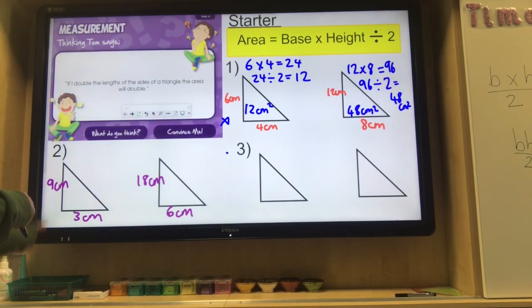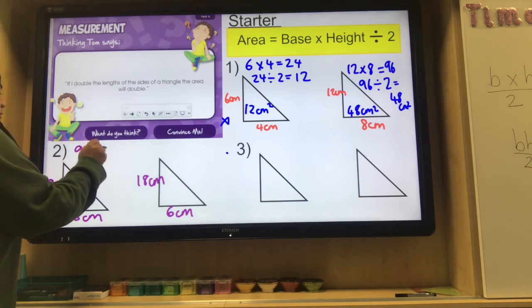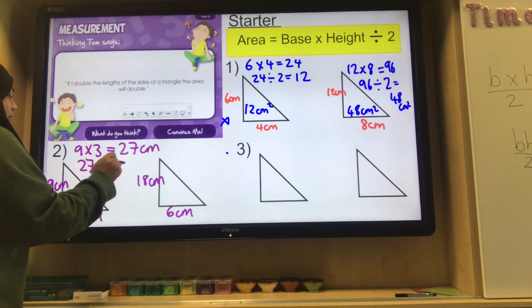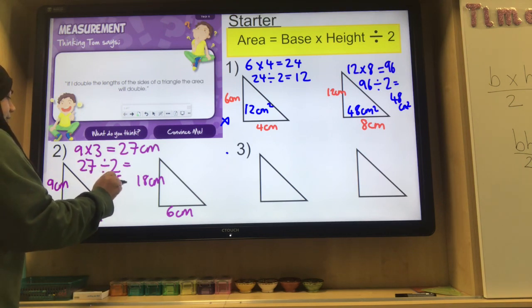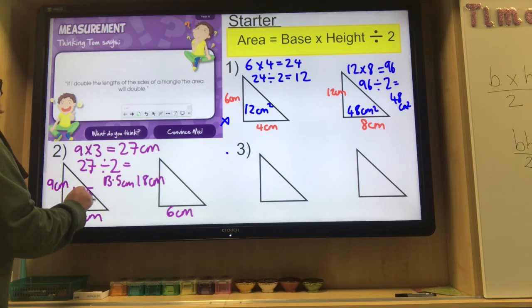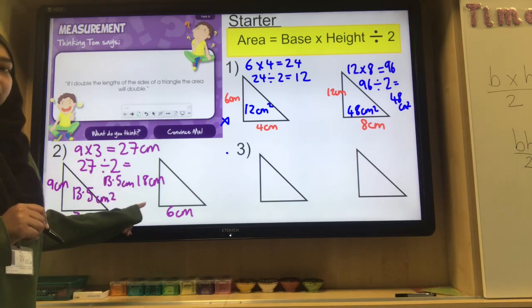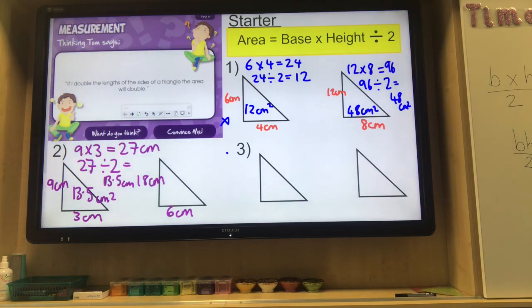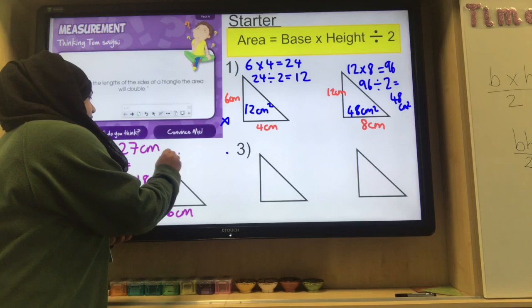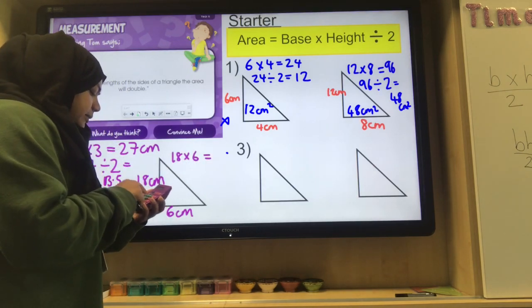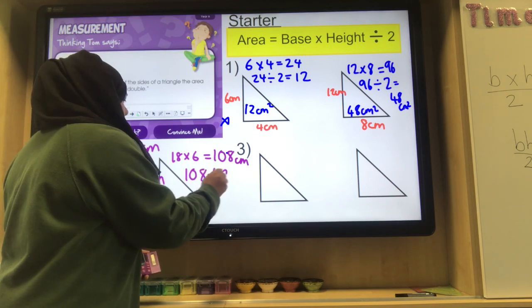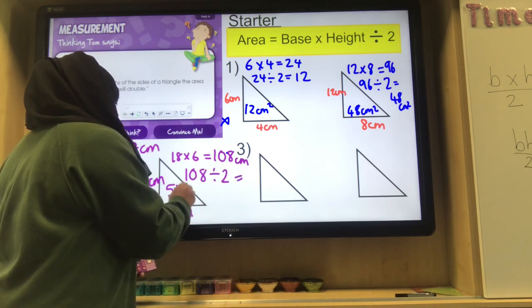Okay, so to work out the area for this particular triangle would be the following. So I need to do 9 times 3, which equals 27, and then 27 divided by 2, which equals 13.5. So I'm just going to write 13.5 centimetres squared. And then here, it's slightly longer, the actual calculation. So I'm going to use a calculator. You should not be using a calculator. So I'm going to type in 18 times 6, which equals 108. And then I need to do 108 divided by 2, which equals 54 centimetre squared.